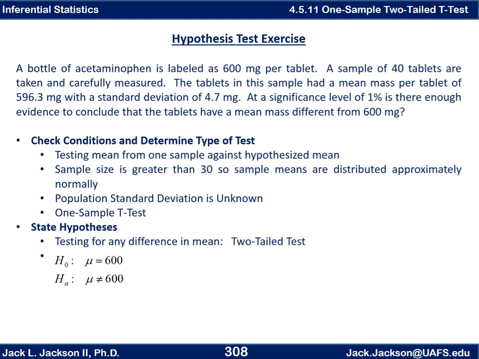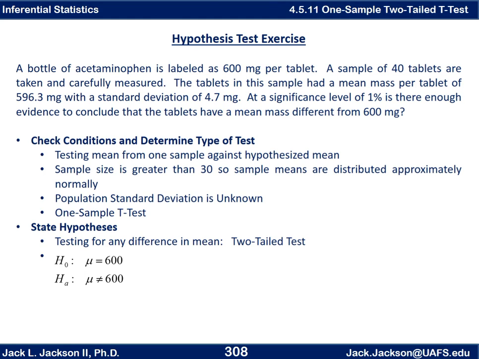Okay, so the first thing we always have to do is check the conditions and determine the type of test. Here we are testing the mean for one sample against a hypothesized mean. The sample size is greater than 30, so the sample means are distributed approximately normally regardless of what the distribution of individuals looks like. And the population standard deviation is unknown. Those are enough to do a one-sample t-test.